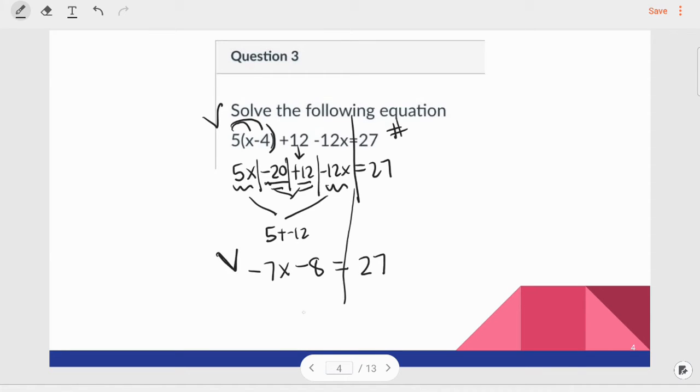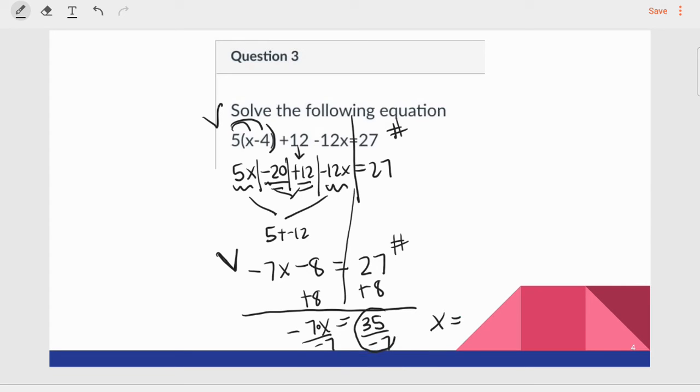This is still my variable side over here. This is still my number side. That means I need to eliminate negative 8. I'm going to undo the subtraction by using addition, and I'm going to add on both sides. And I am left with negative 7x is equal to, if I type that in my calculator, I get 35. This is multiplication. I'm going to undo by division, and I am left with the result of x is equal to 35 divided by negative 7 is negative 5. So that would be my answer.